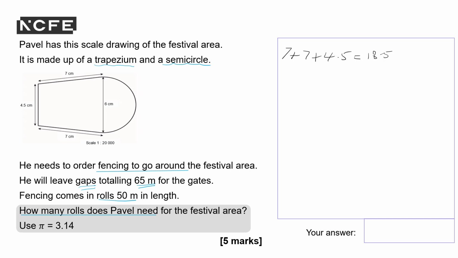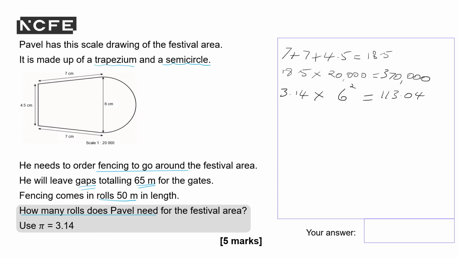So this is what our learner's done. So they've done the 7 plus 7 plus 4.5 gives them 18.5. What have they then done? They've used the scale. Okay, so that's great. So they've done the 18.5 times 20,000. Then what have they done here? 3.14. So they've used pi. Now what we really need to do, we need to use pi d. So we need the circumference of a circle, and then we need to half it.